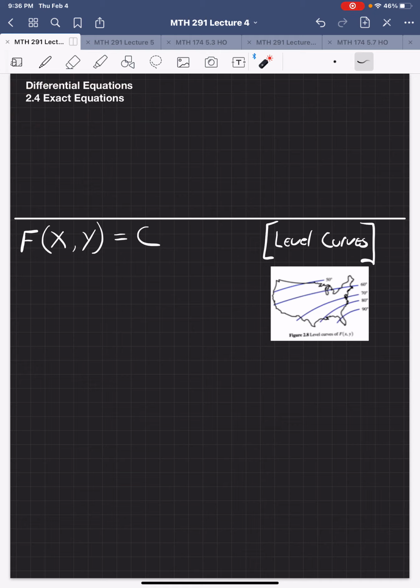Let me go ahead and give a full disclaimer that you need to have at least a cursory understanding of partial derivatives before you can do this section.